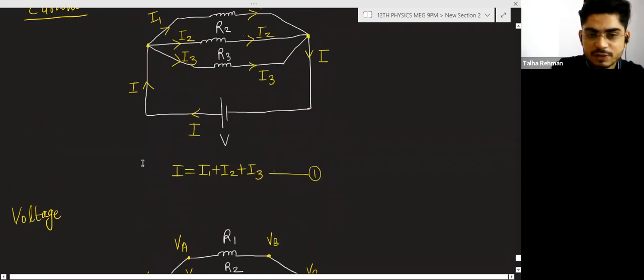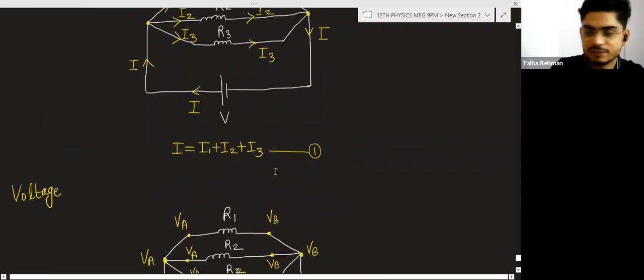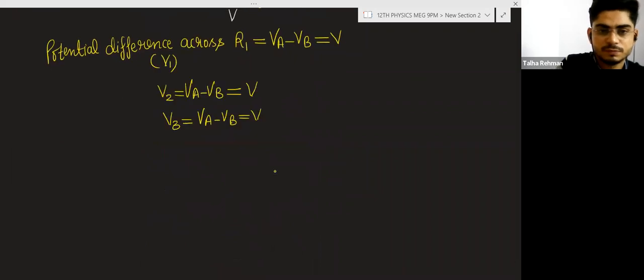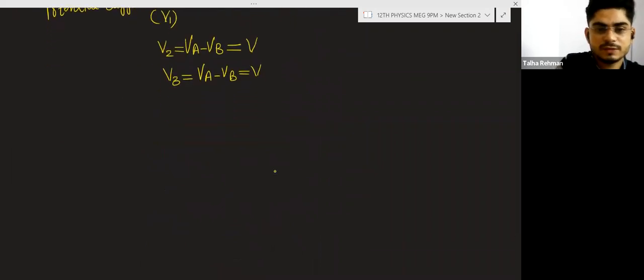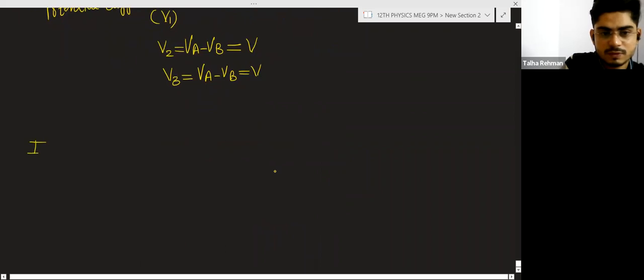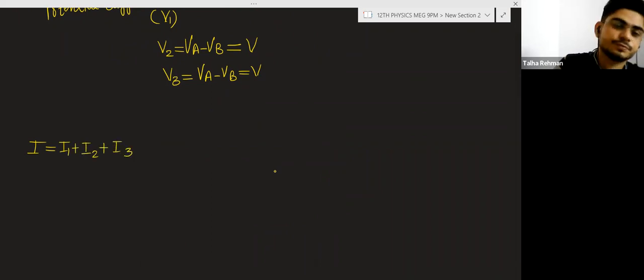Now I can write this equation. I can take this equation, I is equal to I1 plus I2 plus I3. I can write this. Please concentrate. This is, I can write.